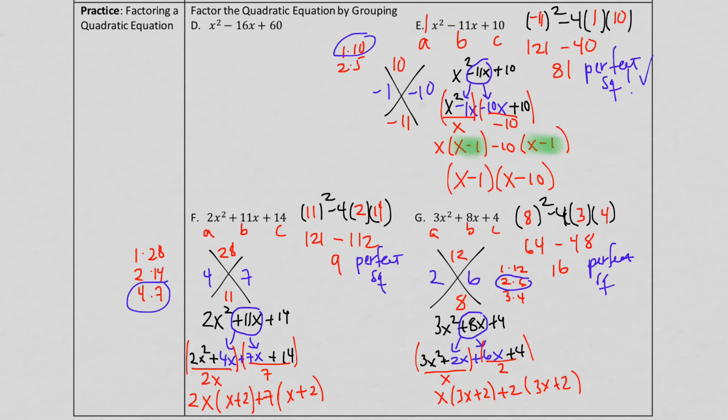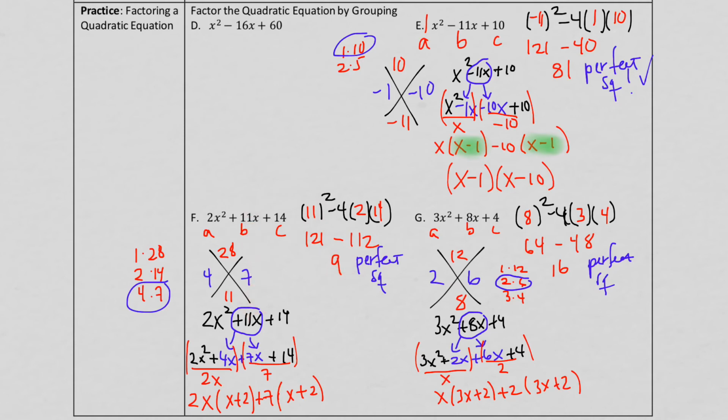Hopefully you tried some of these on your own, at least F and G. Now, briefly with example F, again, notice how A is 2, B is 11, C is 14. So the first thing to do is the discriminant, B squared minus 4AC. So with the calculator I plugged it in, I get 9. Since 9 is a perfect square, I can continue and factor this question out.